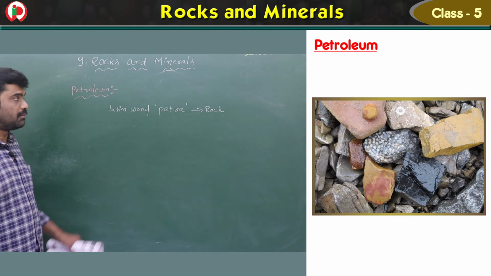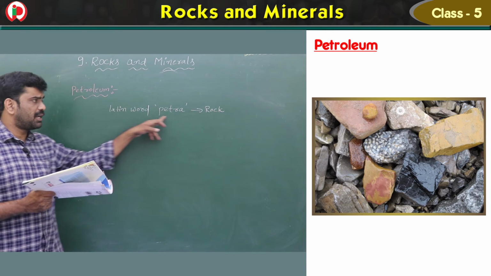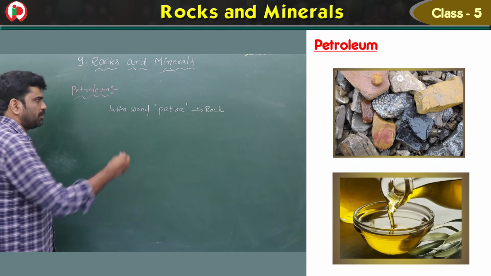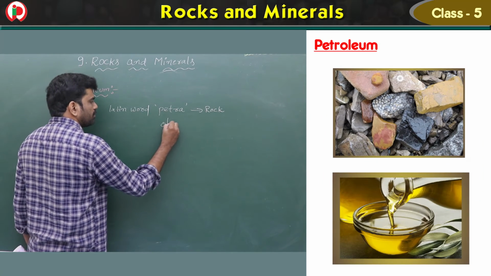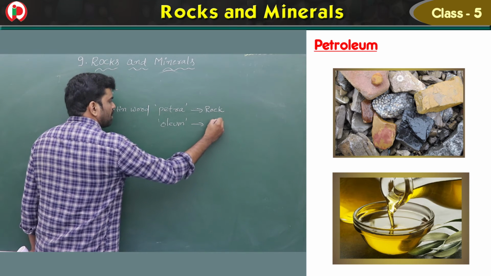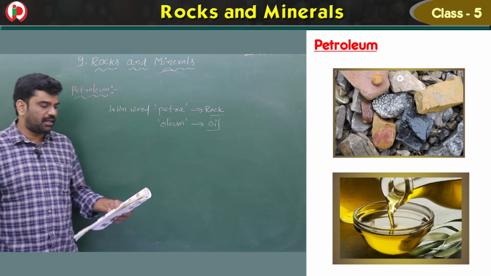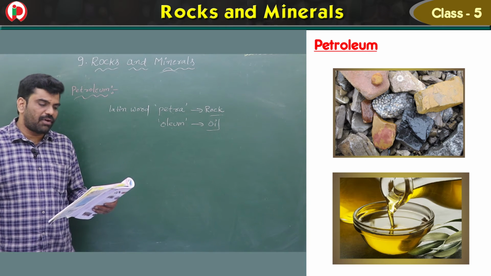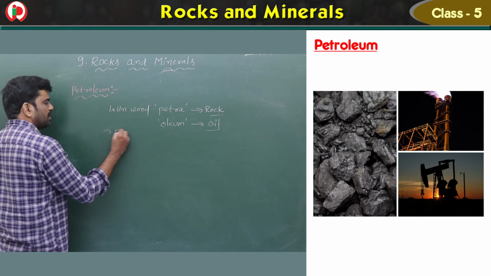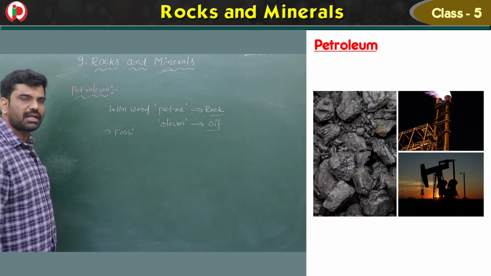So petroleum comes from the Latin words petra and oleum. Petra means rock. Oleum means oil. So simply it is called rock oil. Petroleum is called rock oil. It is also a fossil fuel like coal. That means it is also formed from the dead remains of plants and animals.